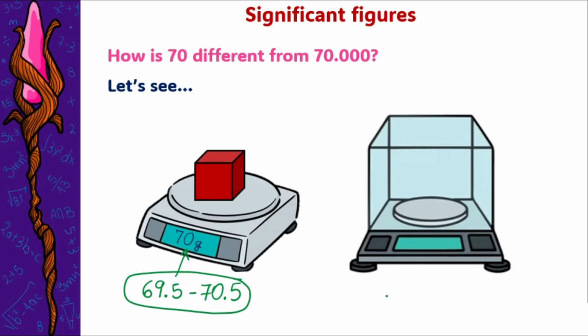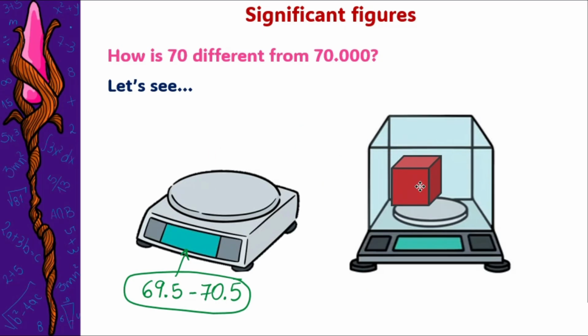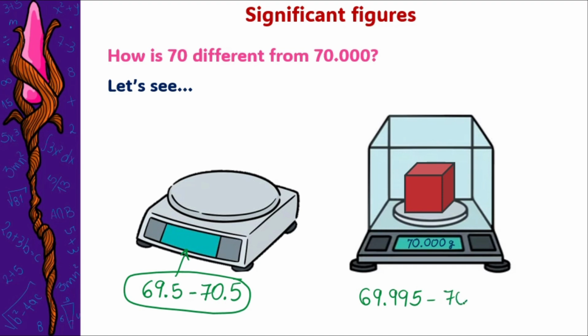Well, let's say that you have this second scale that has more precision. So you take the object and put it inside, and now this scale shows you 70.000 grams. So you know that this is going to be between 69.995 and 70.005. Notice that you have more precision here. So in this case, saying 70 is not the same as saying 70.000, because that means that you have more precision here.